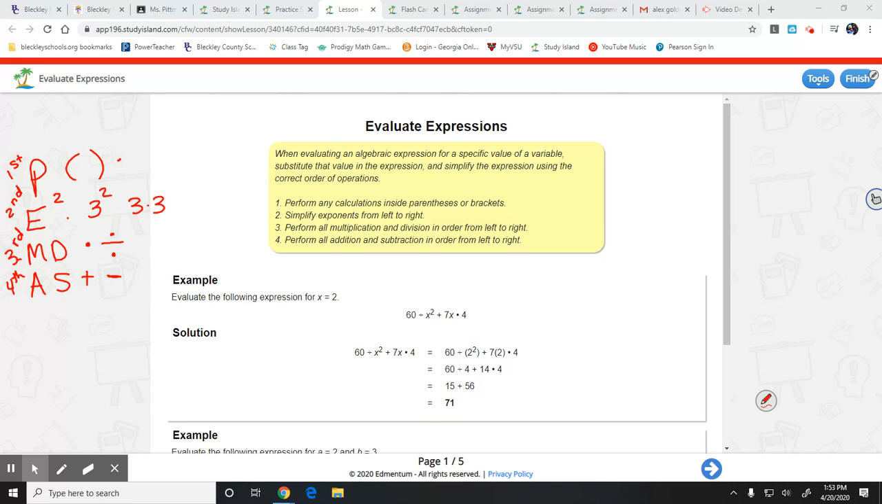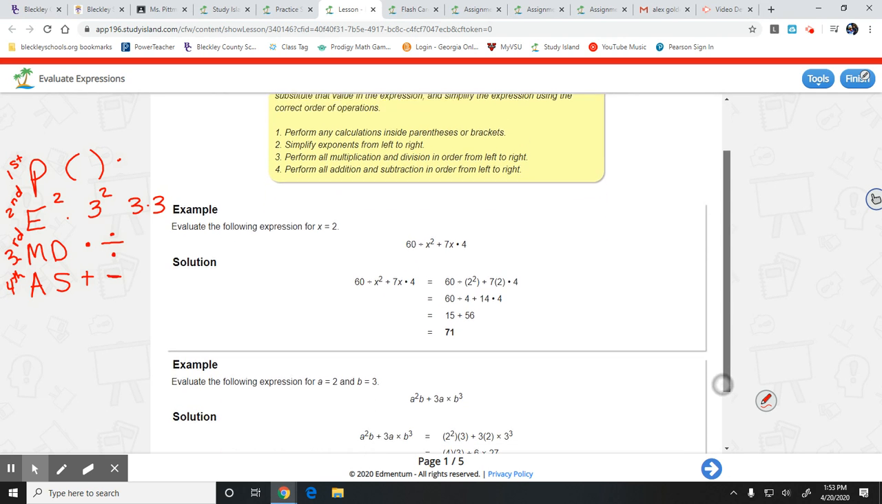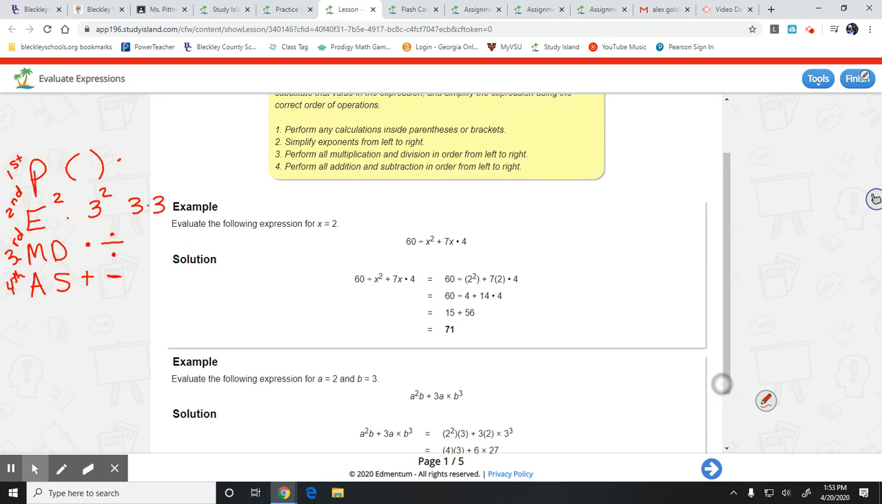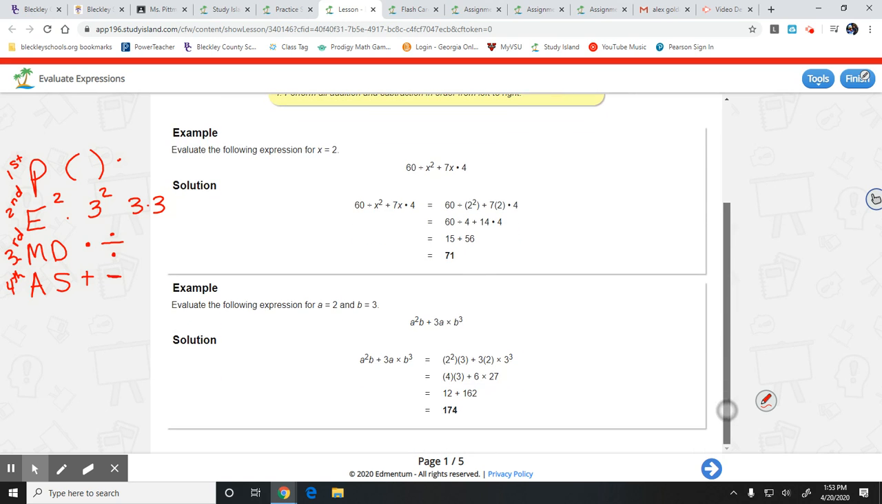Okay, let's see if it'll scroll for me. There it goes. All right, going backwards here.